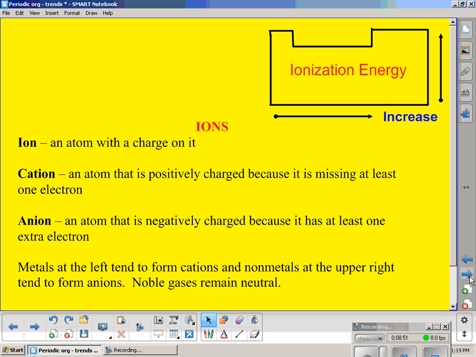A few definitions here for you. An ion is an atom with a charge on it. And there are 2 types of ions. There are cations, atoms that are positively charged. They've lost at least 1 electron, so they have more protons than electrons, making them positively charged. And anions, negatively charged, because they've gained at least 1 electron, so 1 or more electrons than the number of protons. And as I said before, metals at the left tend to form cations, and nonmetals at the upper right tend to form anions, and they will bond together. And noble gases, again, they remain neutral, so you're not going to find ions here.